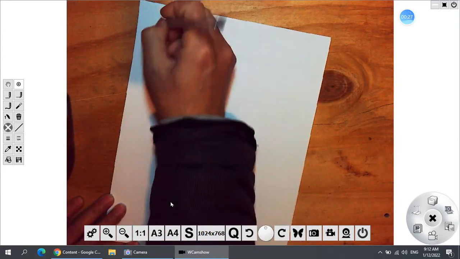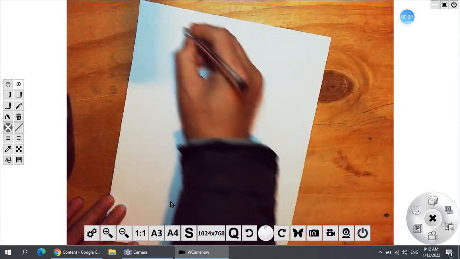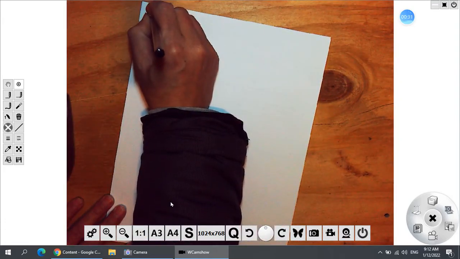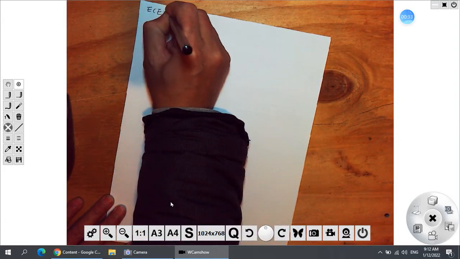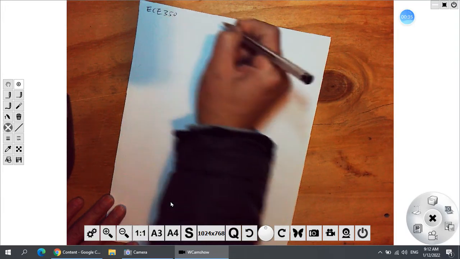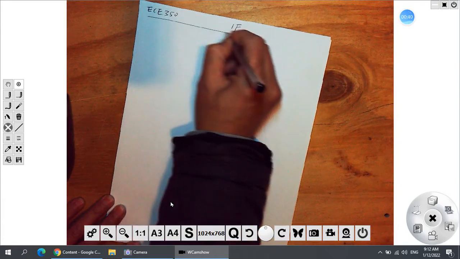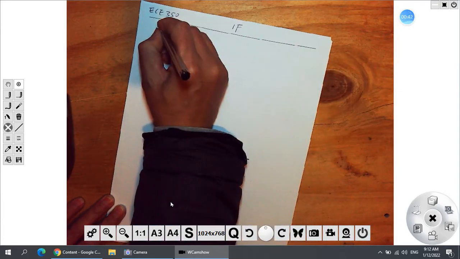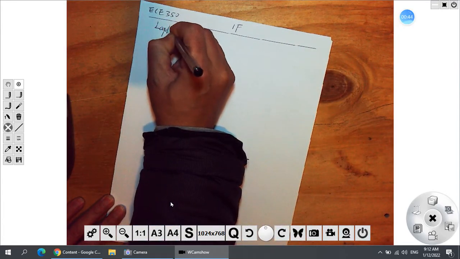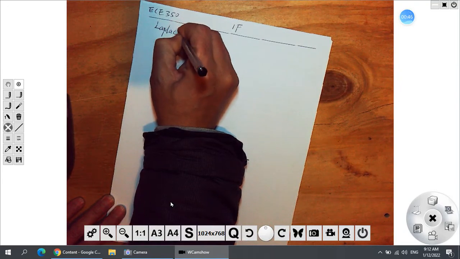We will study the Laplace transform today. ECE 350, the first week, Friday's class. Okay, the Laplace transform.